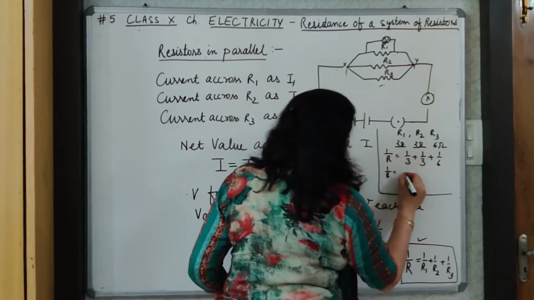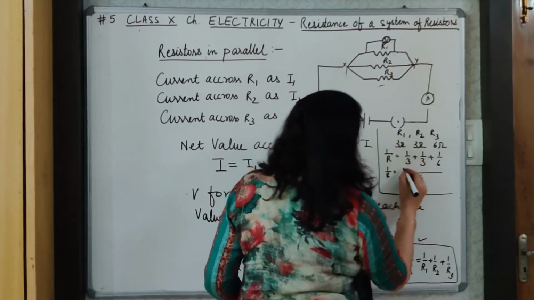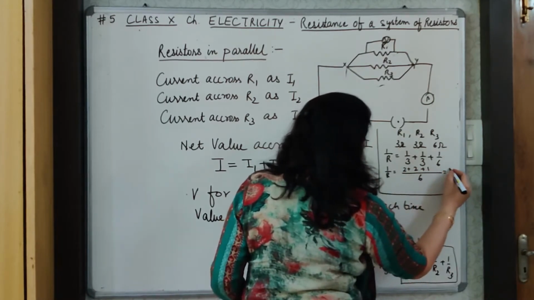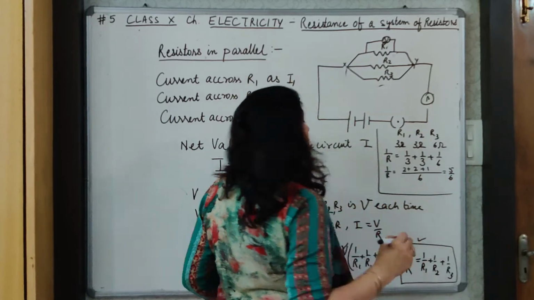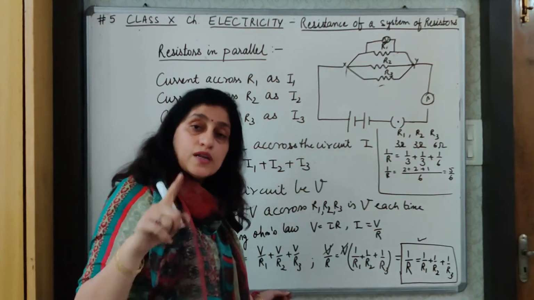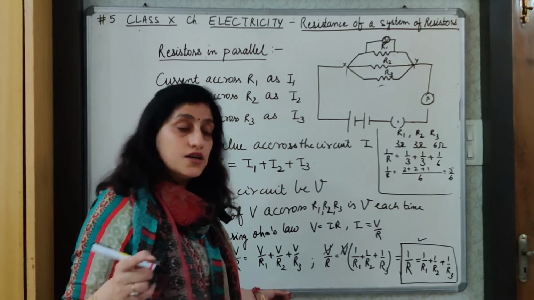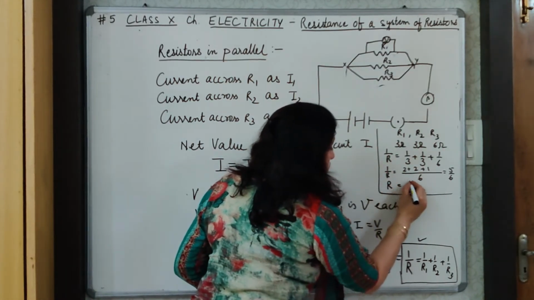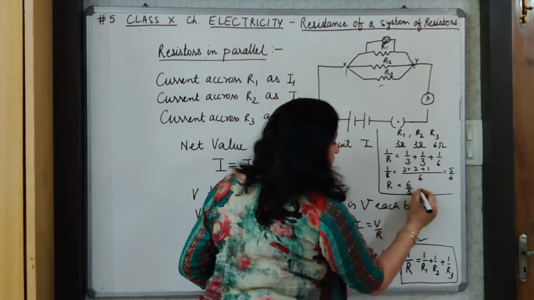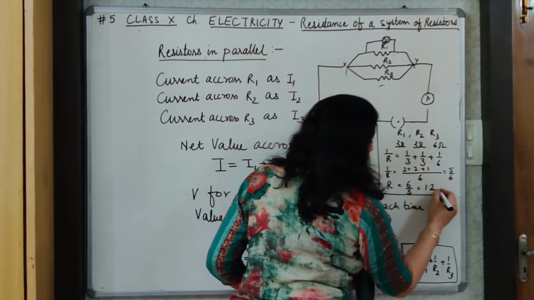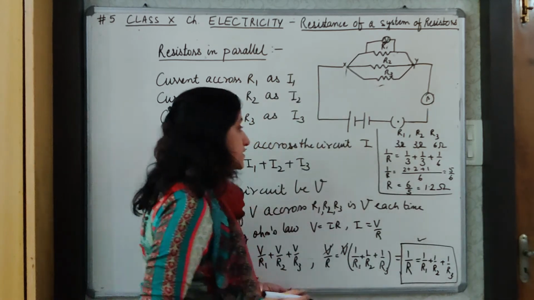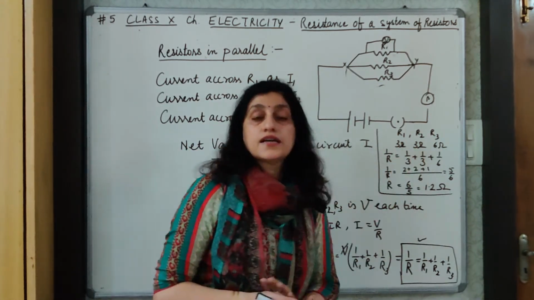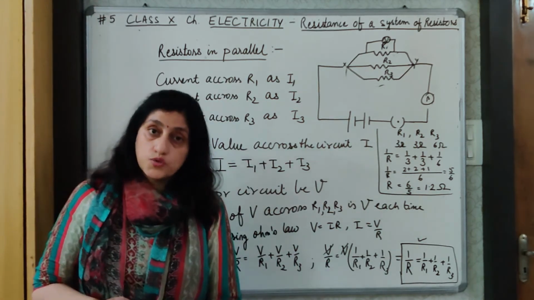1 upon R is equal to, taking 6 as LCM, 2 plus 2 plus 1, which is 5 upon 6. Now 5 upon 6 is 1 upon R. I have to find R. So I will reciprocate both the sides. I will get R is equal to 6 upon 5, which will give me 1.2 ohm. So the net resistance of this circuit having three resistances 3, 3 and 6 ohm will be 1.2 ohm.